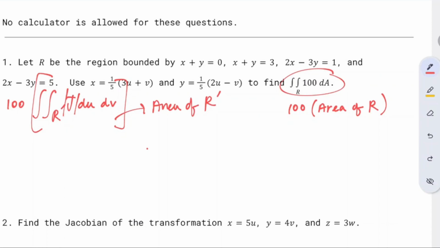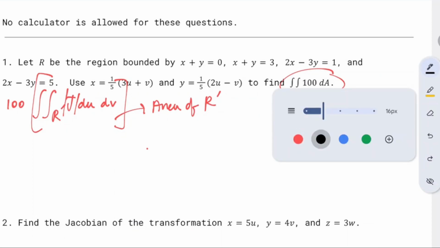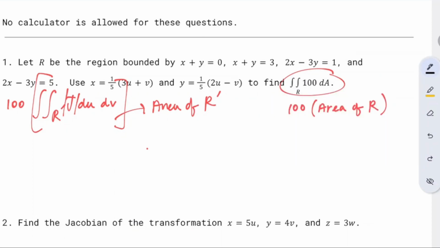Okay, I think it's pretty clear that x plus y is going to be either u or v, and then the other one's going to be 2x minus 3y. How would we know which one is which? I think we're going to have to jump in there and do some algebra. So my hypothesis is going to be u and v and v.